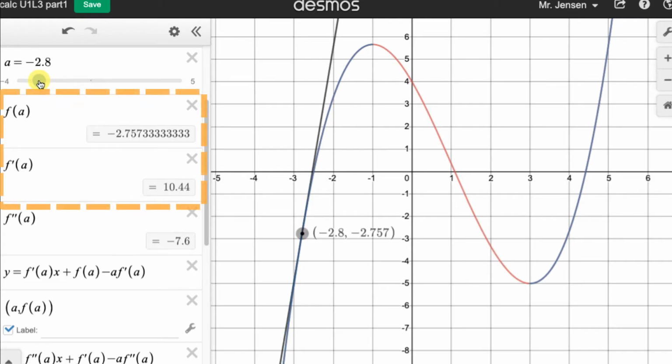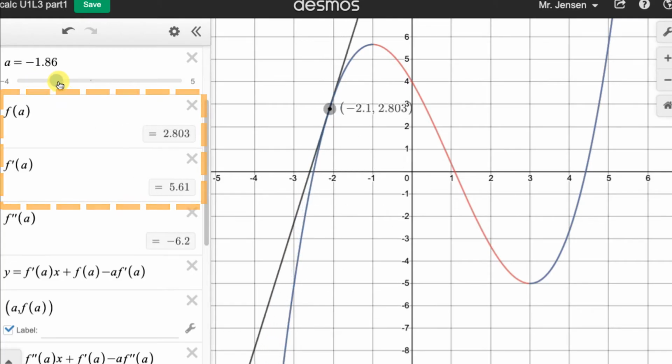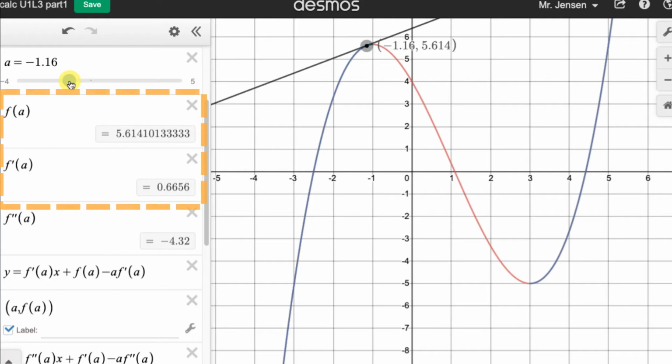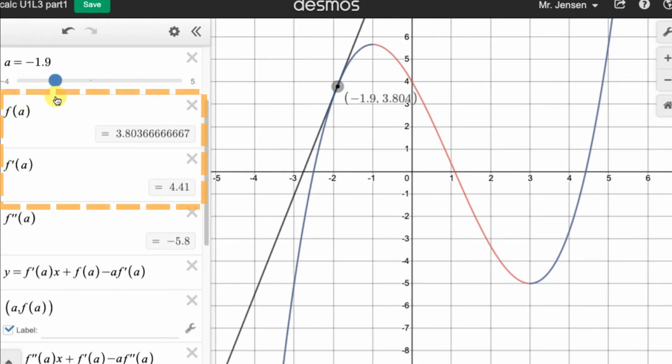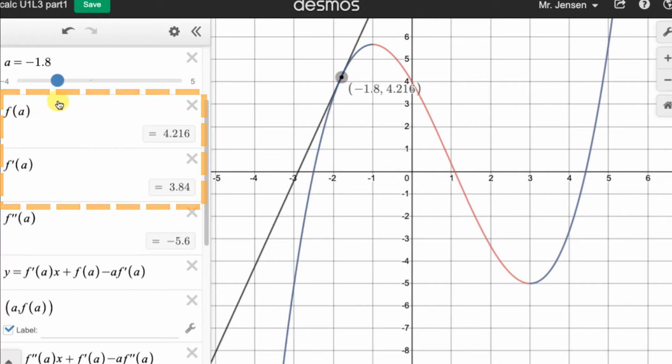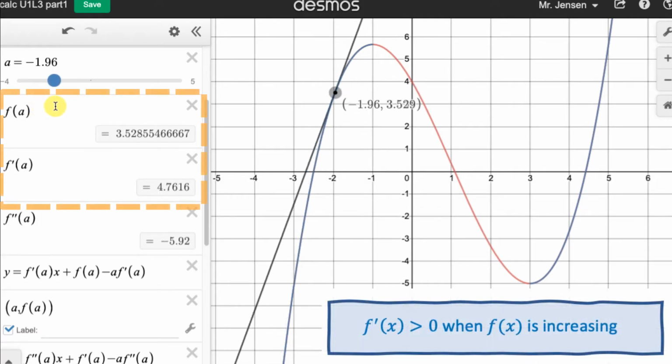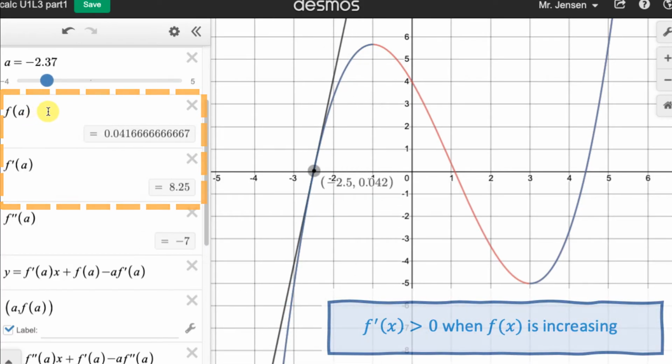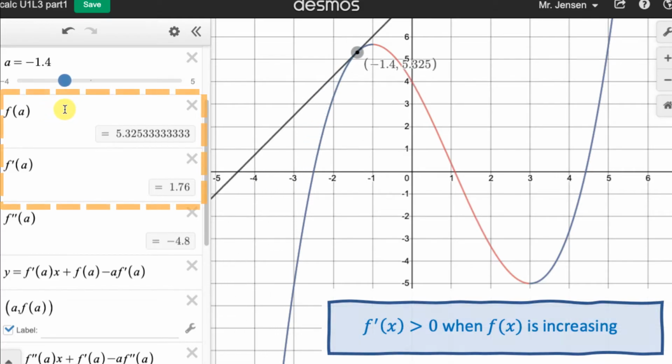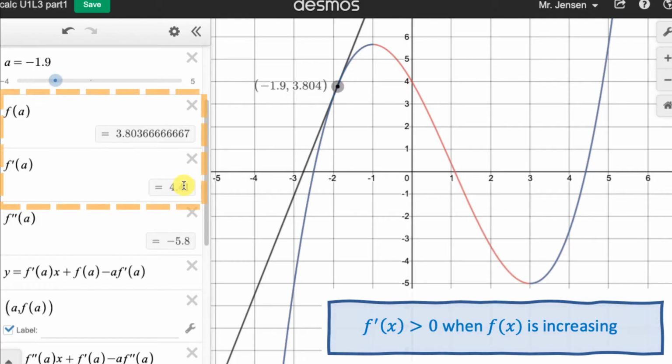12, 10, 8, 6, 3, 1, and so on. So the main thing I want you to notice there is the values of the first derivative are all positive. All of these tangent slopes in this section are all going up to the right, which means they're all positive. A positive tangent slope, so a positive value of the first derivative, tells us that the original function is increasing.